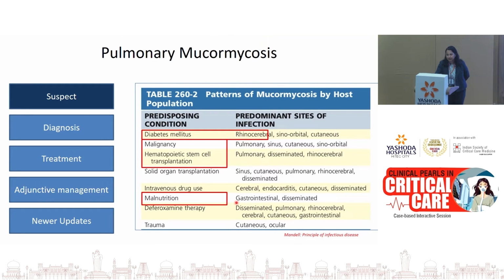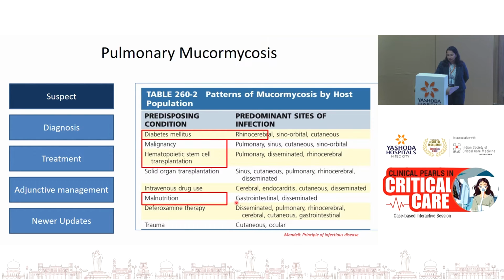immunocompromised patient. So there are certain risk factors which predispose the patient to pulmonary and the other invasive forms of mucormycosis. And this slide shows that according to the condition, the primary sites of involvement of mucormycosis may be different. Like in the patients with diabetes mellitus, more so in diabetic ketoacidosis, the most common site of involvement is rhinocerebral and sino-orbital mucormycosis. But in hematopoietic stem cell transplant and malignancy patients, it is pulmonary mucormycosis which is more common.